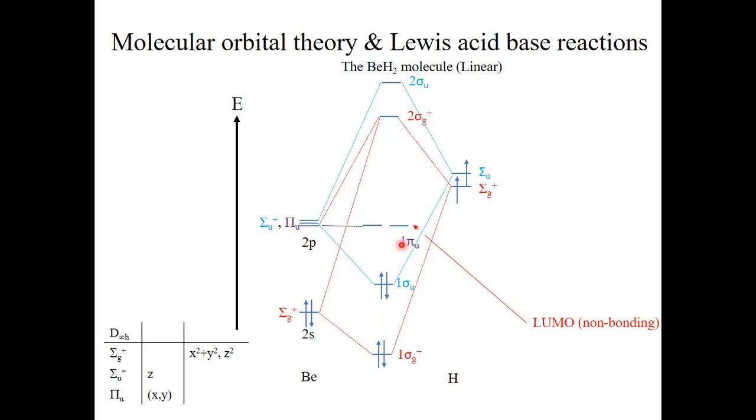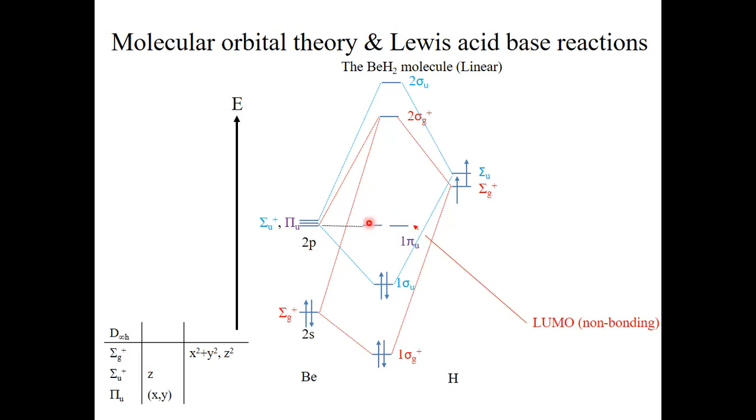Rather than that, it acts as a Lewis acid, because you see that the lowest unoccupied molecular orbitals are non-bonding. So again, why is that situation ideal for the molecule to act as a Lewis acid? Well, the LUMOs are the lowest unoccupied molecular orbitals. So these are the molecular orbitals into which electrons can be donated most easily to stabilize these electrons.